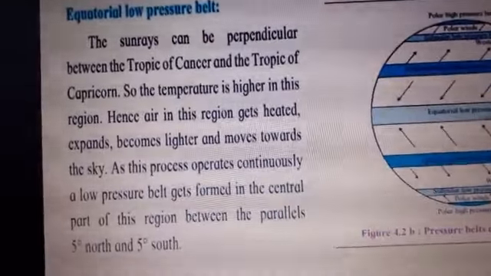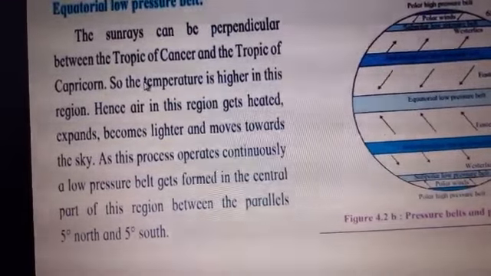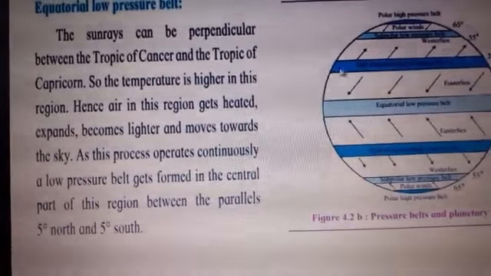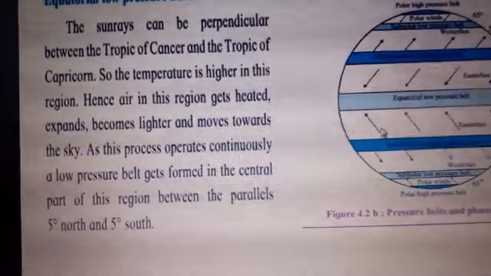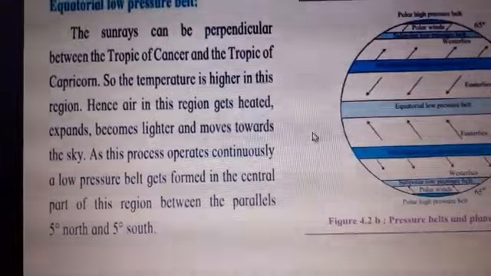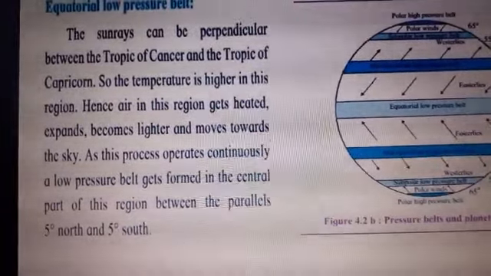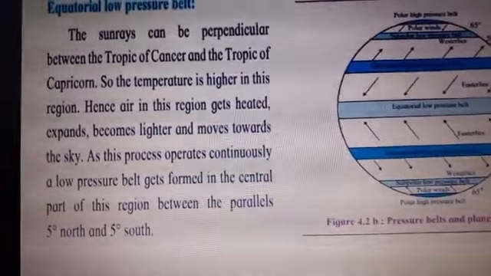The sun rays can be perpendicular between the Tropic of Cancer and Tropic of Capricorn. Now where is the Tropic of Cancer? There is the Tropic of Cancer on this side, and here we have the Tropic of Capricorn. So the sun rays are perpendicular. Perpendicular means we receive the direct rays of the sun on the Earth's surface, on the equator region. So they are called perpendicular rays.